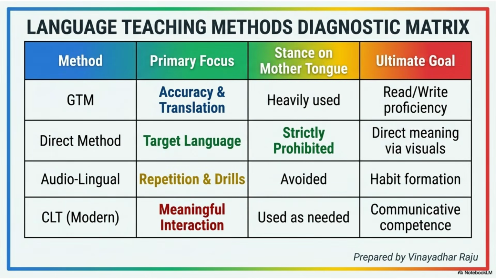This matrix compares the methods side by side. Notice the differences in how they handle the mother tongue. GTM uses it heavily, the direct method forbids it, and modern CLT uses it only as needed. Your ultimate goal ranges from reading proficiency in GTM to full communicative competence in CLT.